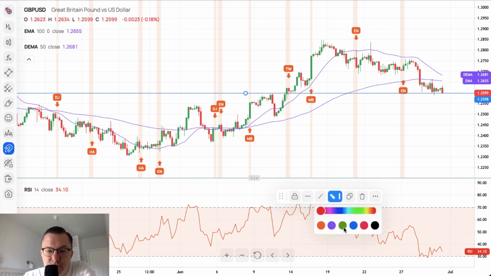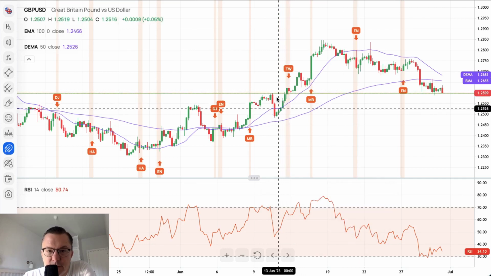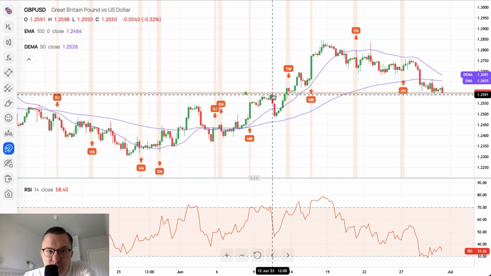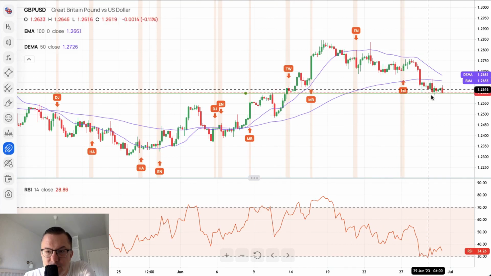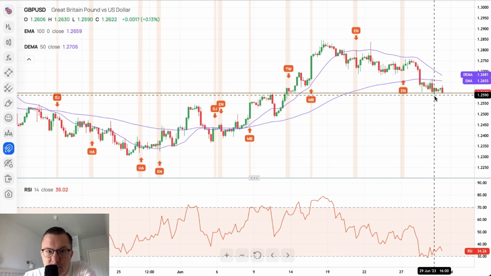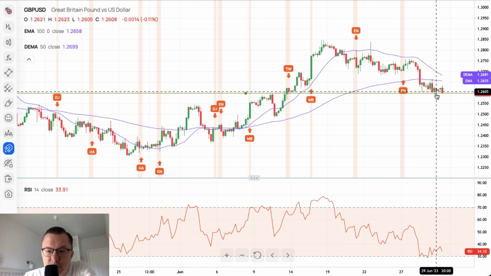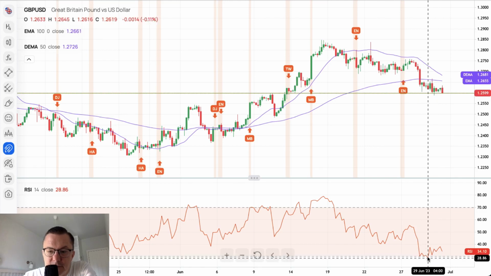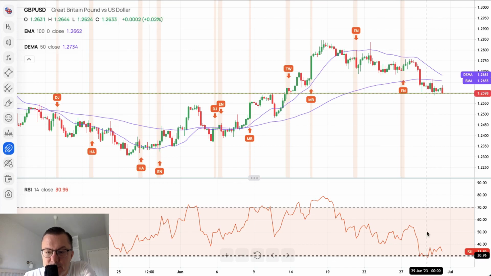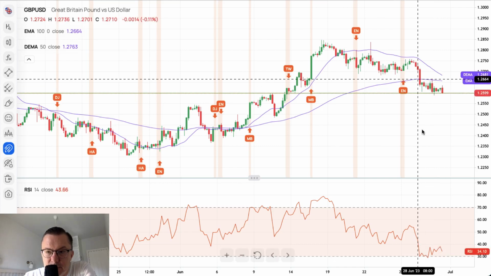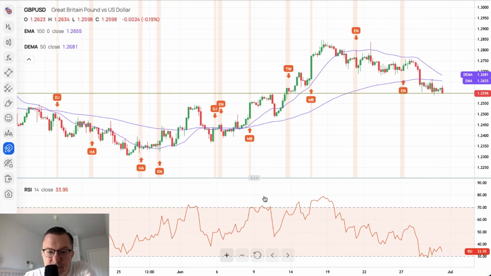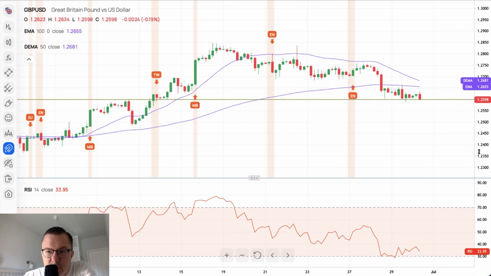We got this very important short-term technical support located at the level of 1.2598 that was violated already with a low at 1.2590, so 8 pips only. Nevertheless, there was no close below this level because we hit extremely oversold market conditions. The bounce was very shallow in form of the momentum and in form of the price range. So right now the market is moving lower.